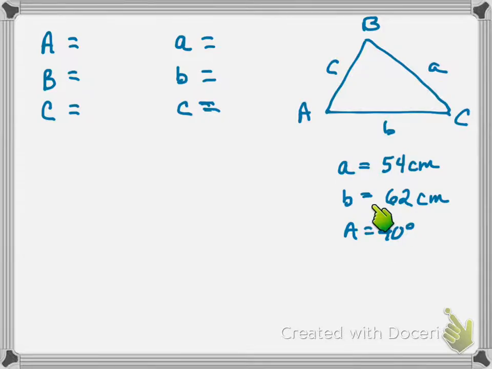You've been given these three items. So we know a, b, and capital A. So I know lowercase a, lowercase b, and I know angle A. So good news is I have a pair, so that means I can use law of sines. Bad news is this is side-side angle.